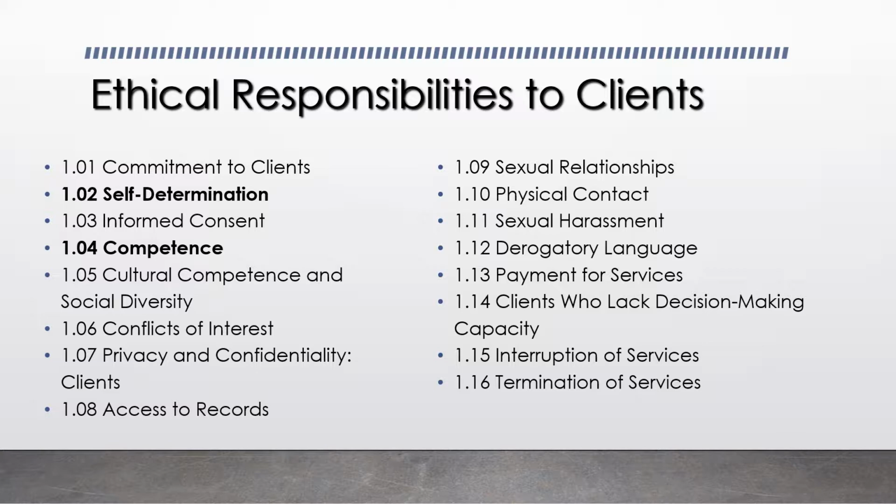So for example, if we have older adults who have experienced cognitive decline due to Alzheimer's or potentially some kind of traumatic brain injury, what do we do? How do we work with those clients who lack the ability to cognitively make decisions? Ethical responsibilities when there are interruptions of services, and ethical responsibilities in terms of how we terminate or finish our services and relationships with the clients.